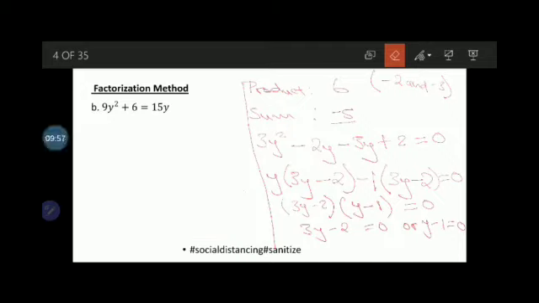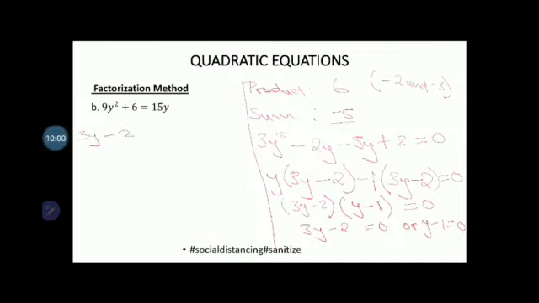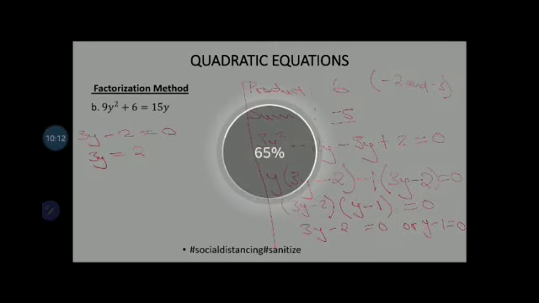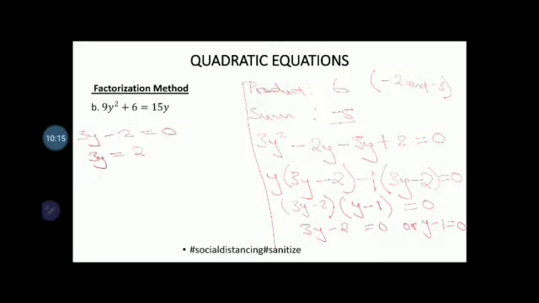So now 3y minus 2 is equal to 0 implies we have 3y is equal to 2. We divide both sides by 3 because what we want is to have y as the subject of the formula. So we're going to have y is equal to 2 over 3, or we have the other part there, which is y minus 1 is equal to 0, and this will imply that y is equal to 1, and you are done.